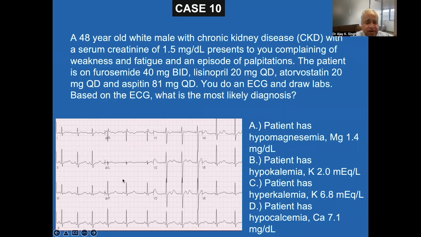You see here the 12-lead ECG. A, patient has hypomagnesemia, magnesium of 1.4. Patient has hypocalcemia, potassium of 2.0. This is roughly where you think the patient is. Patient has hyperkalemia, roughly at 6.8. Patient has hypocalcemia with a lowish total calcium of 7.1.